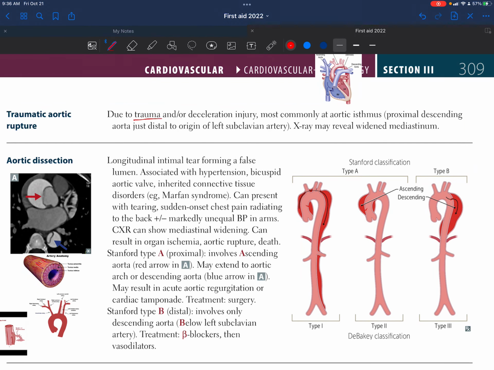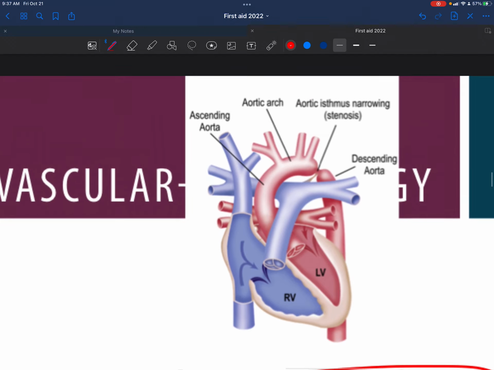Aortic rupture, as the name says, is due to trauma or a deceleration injury, most commonly at the aortic isthmus, that is the proximal descending aorta, just distal to the origin of the left subclavian artery. The X-ray may reveal a widened mediastinum.